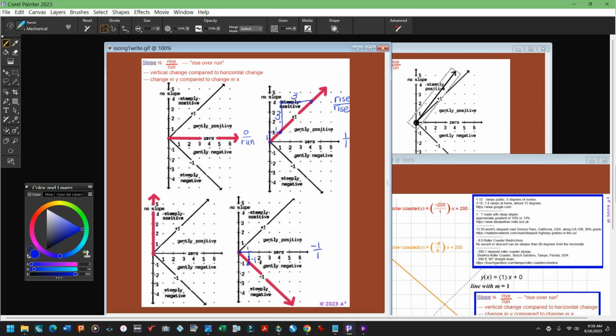The rise could be -3, and the run would be 3. It's still equal to -1. So we have a rise, which in this case is a drop, and it's the opposite of the run.